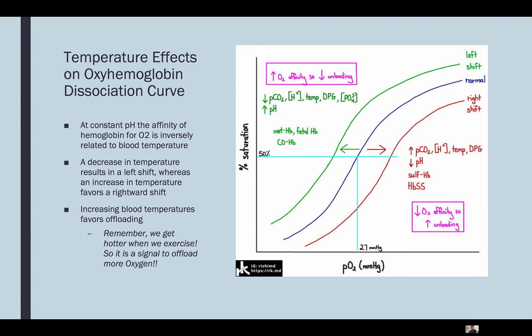One of the side effects of exercise is an increase in temperature. So if we increase the temperature, what happens? We're also going to favor offloading and not binding hemoglobin with oxygen. So we're going to be able to facilitate greater oxygen release at the target tissue, at the working muscle. Because if we weren't able to supply that oxygen, then we wouldn't be able to supply the ATP that's needed to provide the work rate that's hoped for, right?